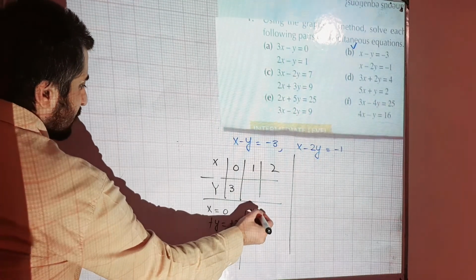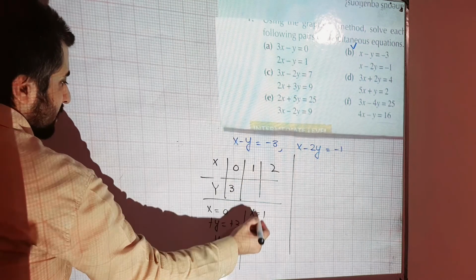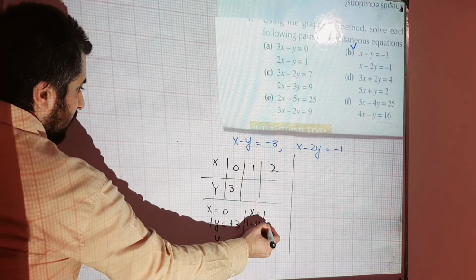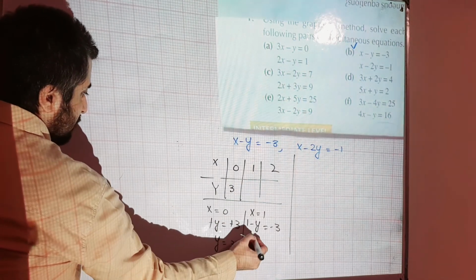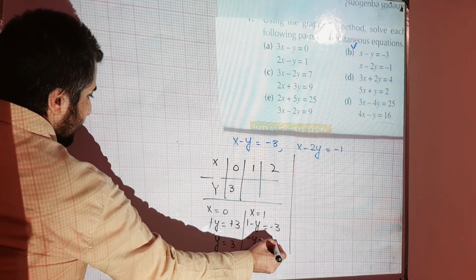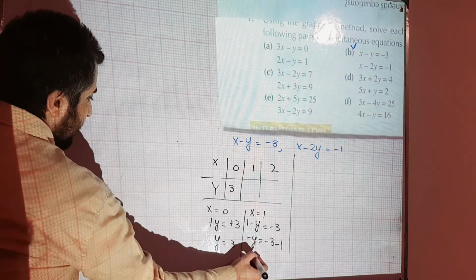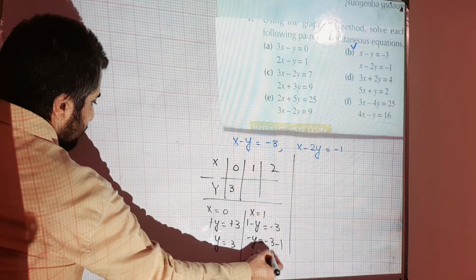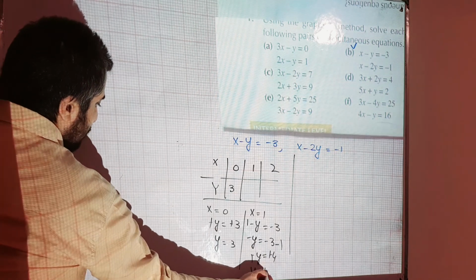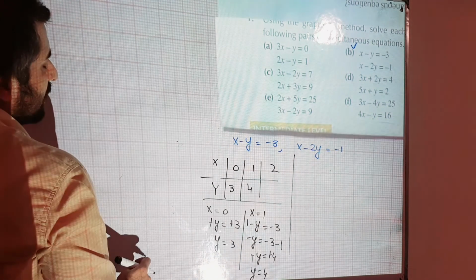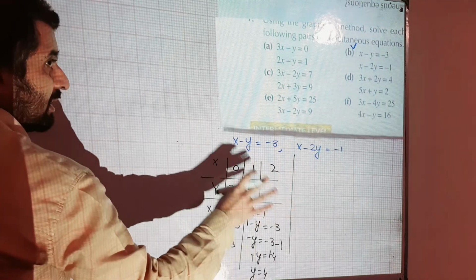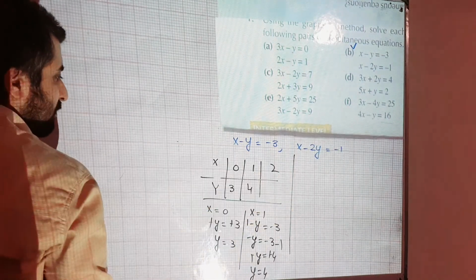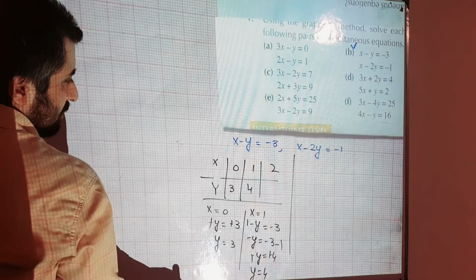Now what is next? You will choose x equal to 1. In this equation, it will become 1 minus y equal to minus 3. So minus y will be equal to minus 3 minus 1. Minus y will be equal to minus 4. Cancel minus on both the sides, y will be equal to 4. We have 2 points right now that will help us to draw the line. Anyway, I am going to have the third point as well.